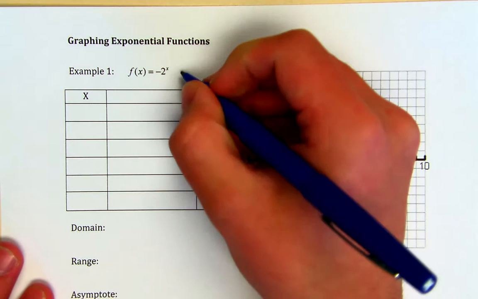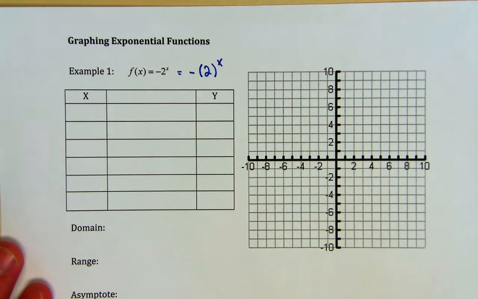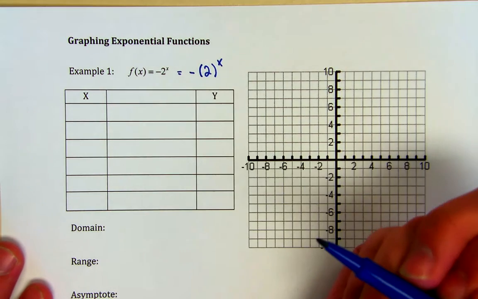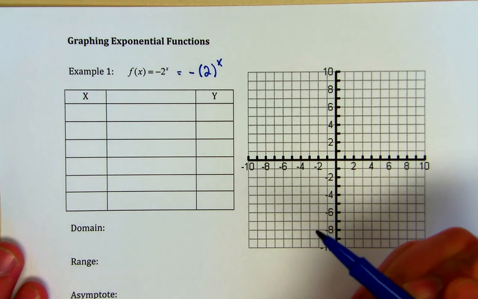to the power of x, as the opposite and 2 raised to the power of x, just so that I know I'm not taking negative 2 to the power of x. I'm doing the opposite of whatever 2 raised to the power of x is.